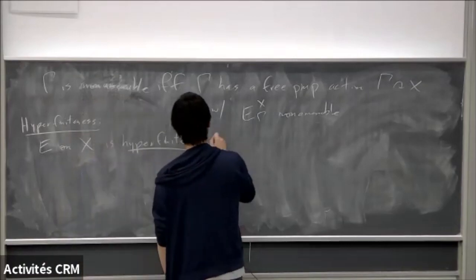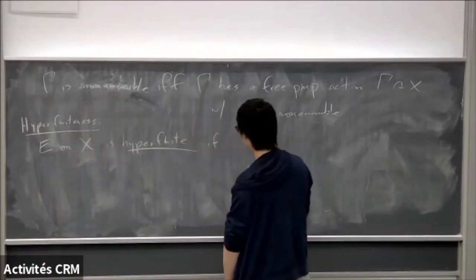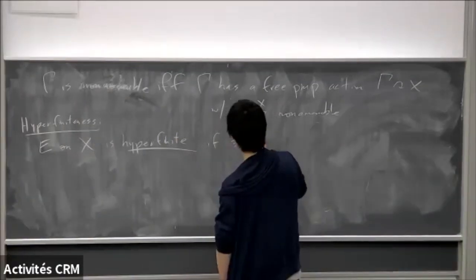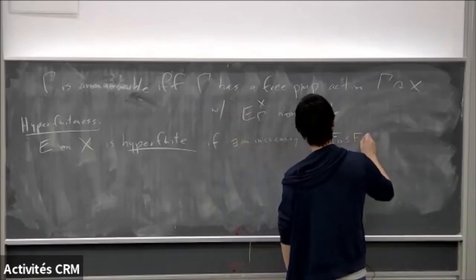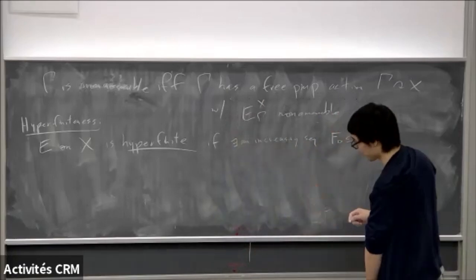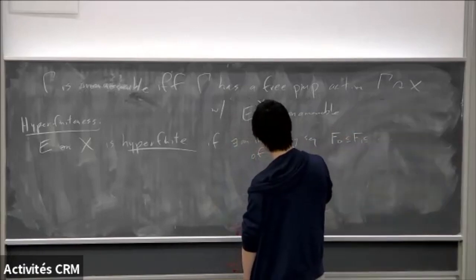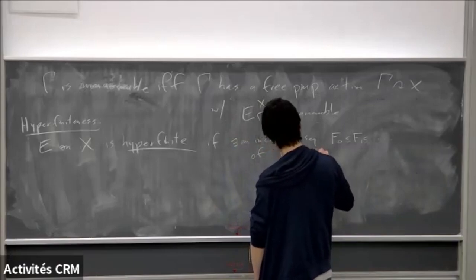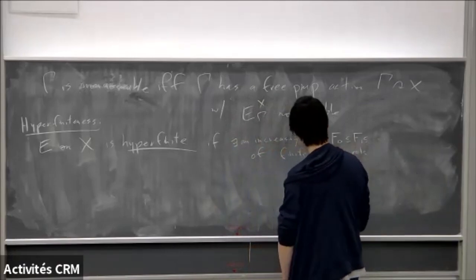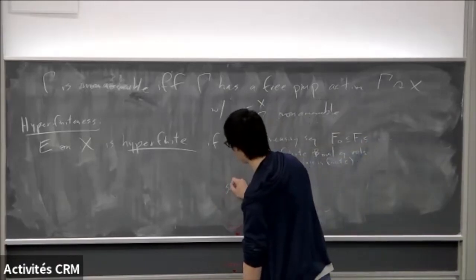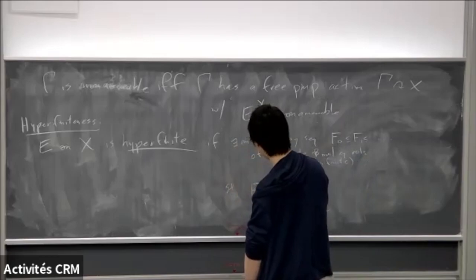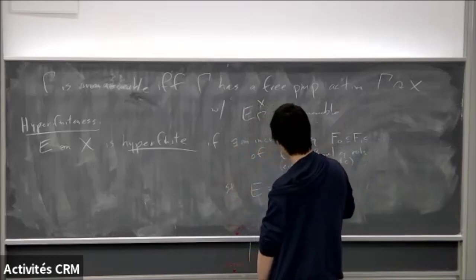Hyperfinite if there exists an increasing sequence F0, F1, so this is an increasing sequence of finite Borel equivalence relations. Finite meaning every class is finite, such that E is just their union. So E is the union of a bunch of them.